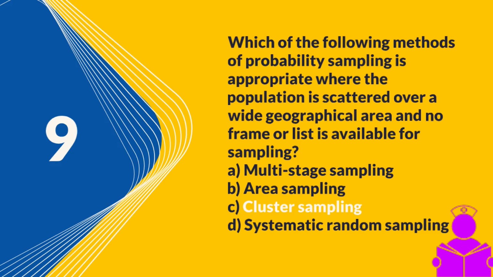sample of clusters is selected for inclusion in the study. It's particularly useful when there is no frame or list available for sampling, and the population is scattered over a wide geographical area. So, the correct answer here is C.